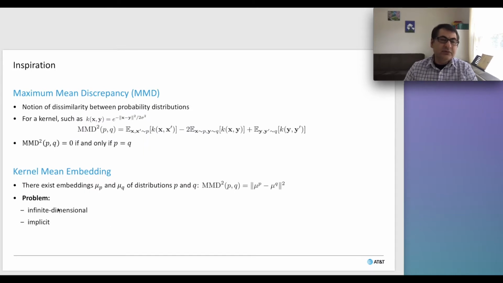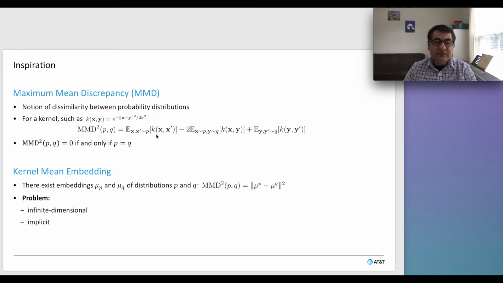Our inspiration comes from the maximum mean discrepancy. This goes back to the work of Arthur Gretton and collaborators. As I mentioned, this is a notion of dissimilarity between probability distributions. Some people might be more familiar with energy distances. The formula is very similar. You're taking some quantities based on the expectations of a two-variable function.